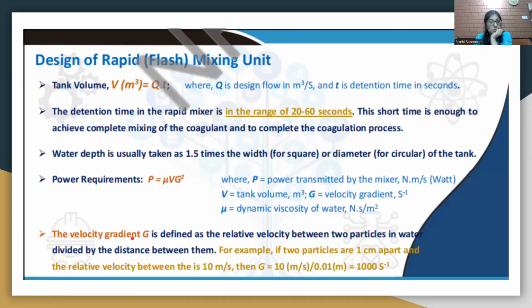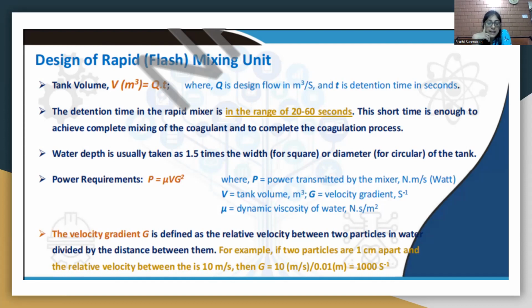Now, with regard to this question, in case of designing a rapid mixing unit, we need to know the design flow that is going to be coming into the tank, which is Q, and the detention time in seconds. Generally, the detention time of these rapid mixtures is considered to be in the range of 20 to 60 seconds. That is, the particle has to stay in there for 20 to 60 seconds for the coagulation process to happen. So we can calculate the volume of the tank by multiplying the discharge rate with the detention time.